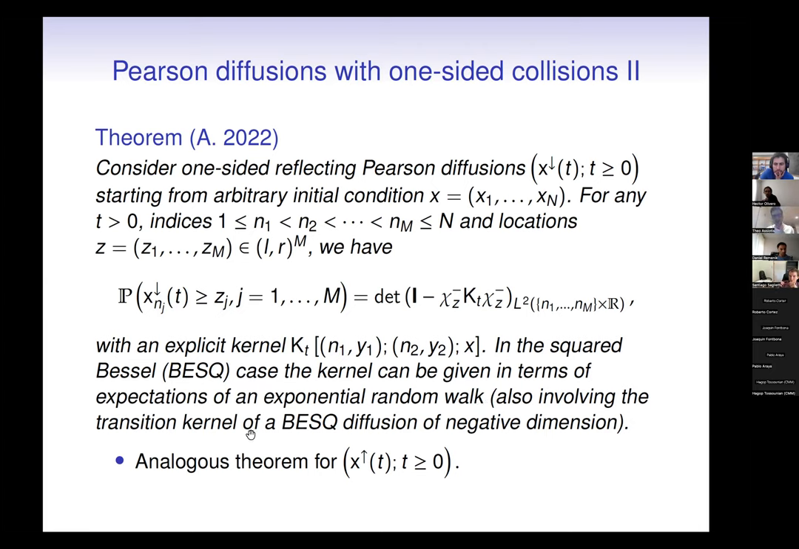Instead, you have the transition kernel of a square Bessel diffusion of negative dimension, which is basically a square Bessel diffusion that has a negative dimension and is killed when it hits zero. So it's a sub-Markov transition kernel, but there's a duality, so you can get an explicit formula for it. So basically it's an analog of the formula for Brownian motions. And there's a formula for one-sided collision in the other direction.